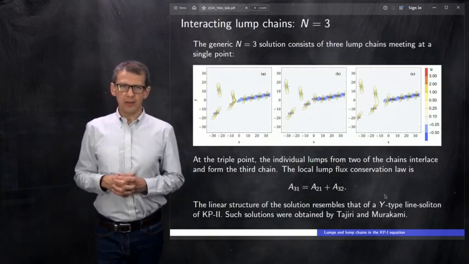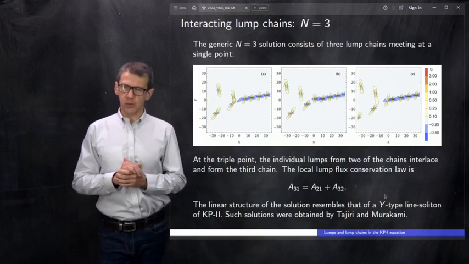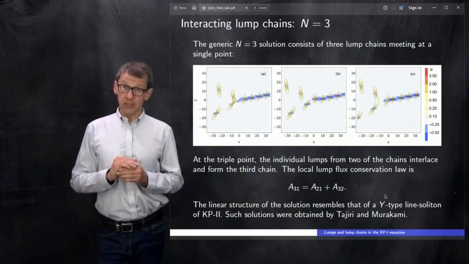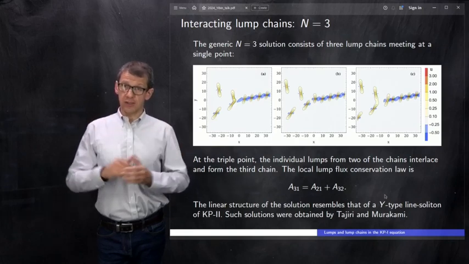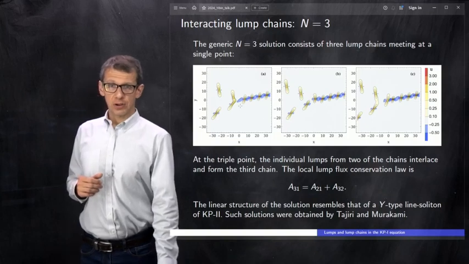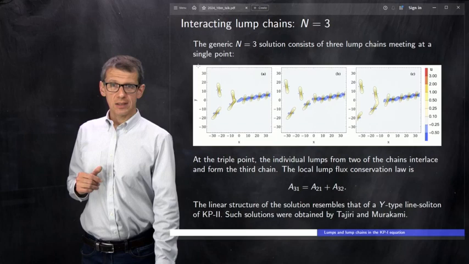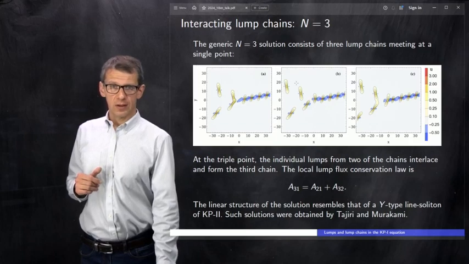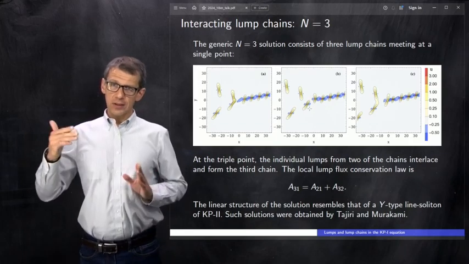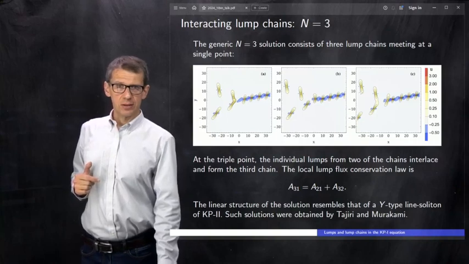Okay, and so now you can start putting together, just as line solitons are the fundamental solution of KP2, you can use lump chains to construct various solutions of KP1. For example, you can put 3 lump chains together in a triple point, and you can let them interact. What happens is that you have these lumps coming from here and from here. And they interlace one by one, and they arrange themselves into a new lump chain, which moves in this direction.